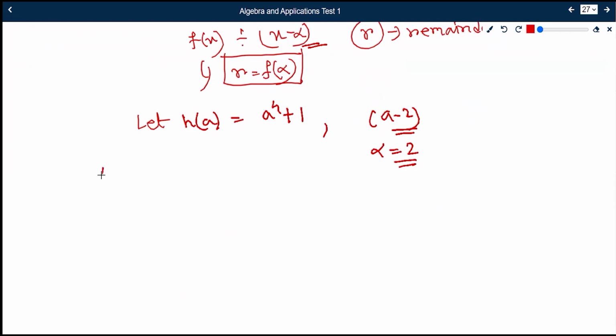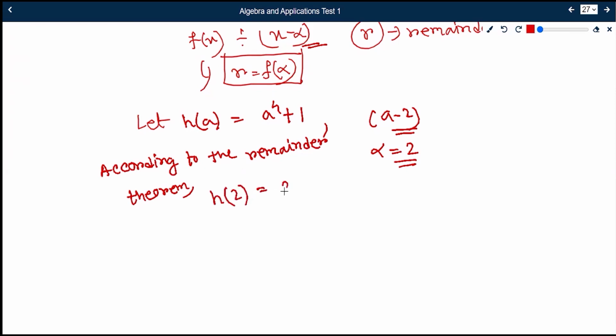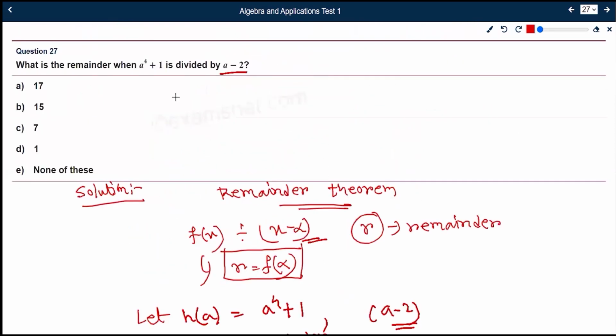According to the remainder theorem, we can get the value of the remainder as h of 2. That means 2 to the power 4 plus 1, so 16 plus 1, 17 is the correct answer. Let's check here. Option A is the correct one. Now let's move towards the next sum.